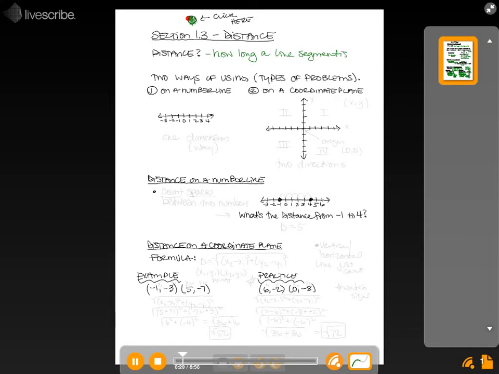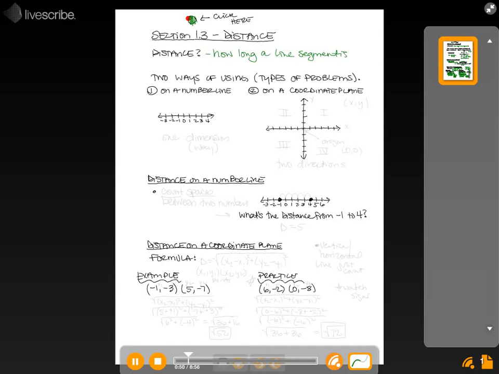Okay, if we took a ruler to it and we measured how long it was on the ruler, that's what we're finding, the distance, how far it is from one point to the other, from one endpoint to the other. Now there are two types of problems, two ways of thinking about distance. We're going to look at both. The first way is distance on a number line.